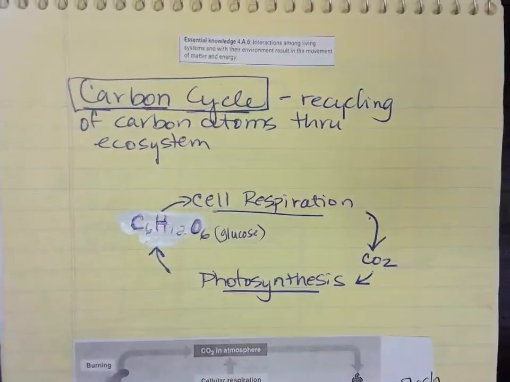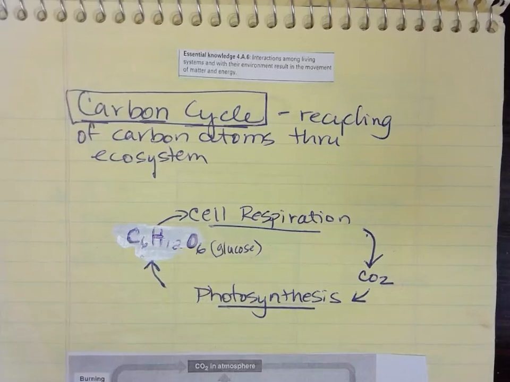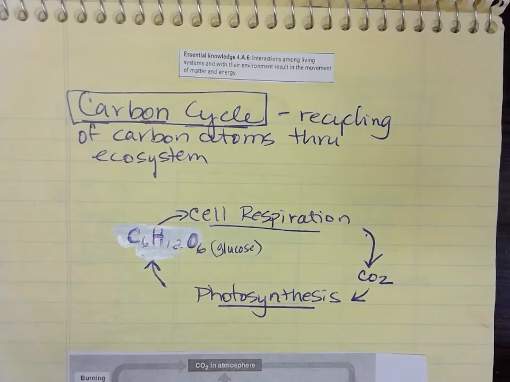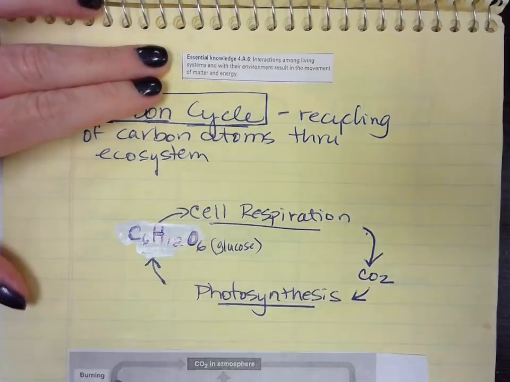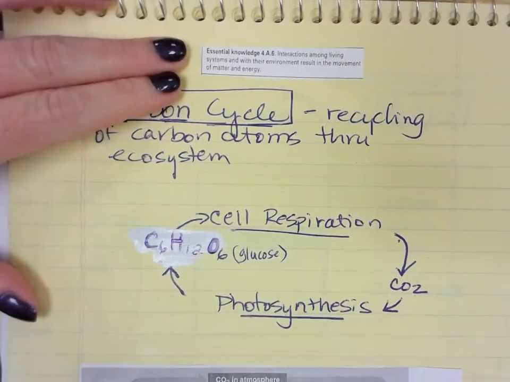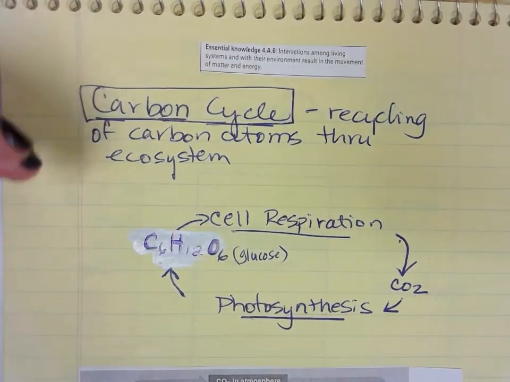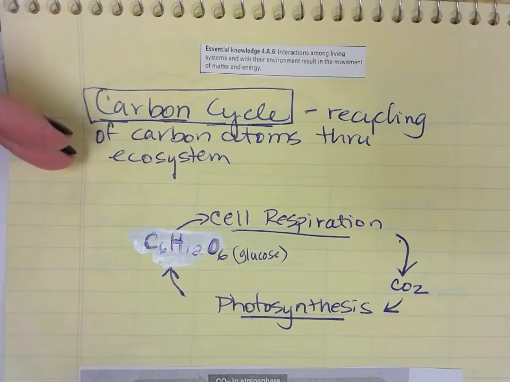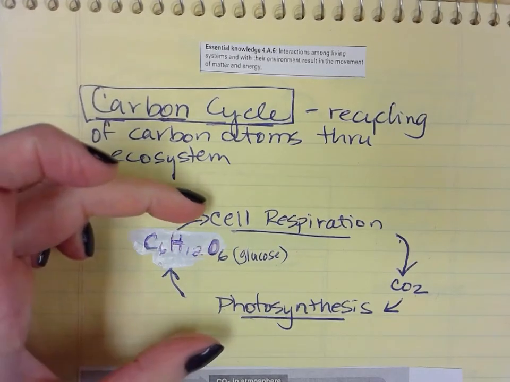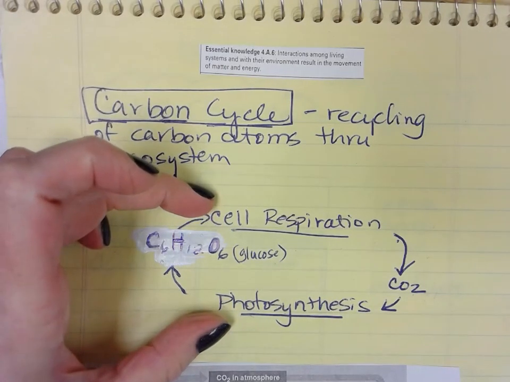From there, we went on to the carbon cycle, and I've harped on it a lot because it's an area where kids have a lot of trouble. So remember what we're talking about: interactions amongst living systems and with their environment can result in the movement of matter and energy. So yeah, we're talking about moving carbon atoms through an ecosystem, recycling them, but at the same time, we're talking about moving energy through an ecosystem as well.